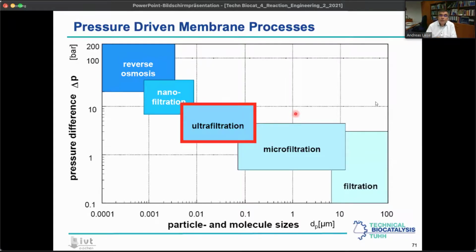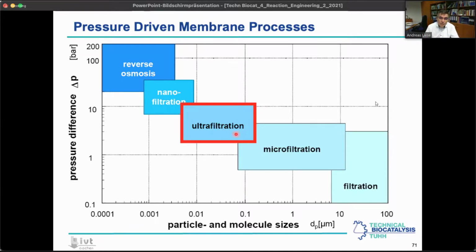And the membranes we can dissect into these areas: filtration, microfiltration, ultrafiltration, nanofiltration, and reverse osmosis. And they are differentiated with respect to the pressure difference that is generated by applying this technology, and on the other hand, they are subdivided because of the particular molecular sizes that are being retained.